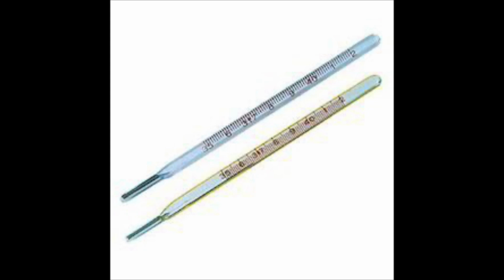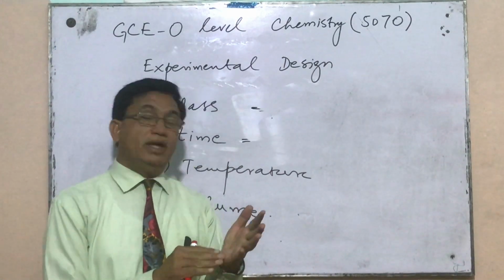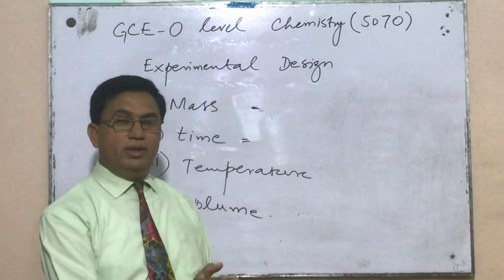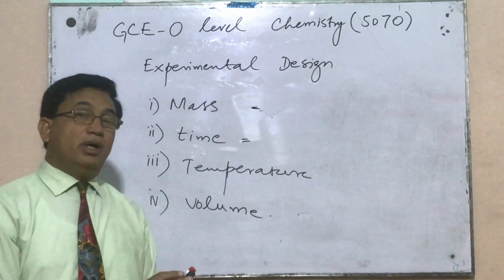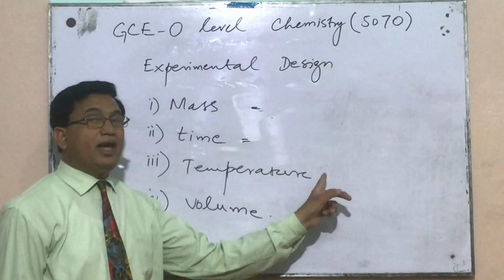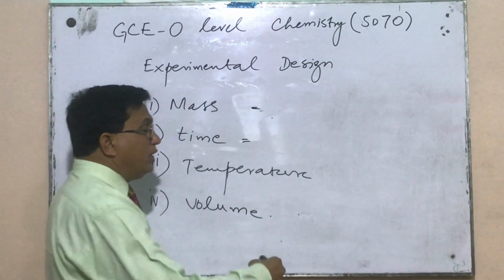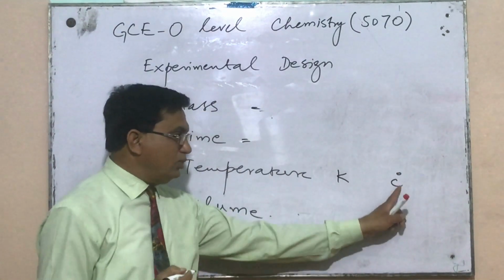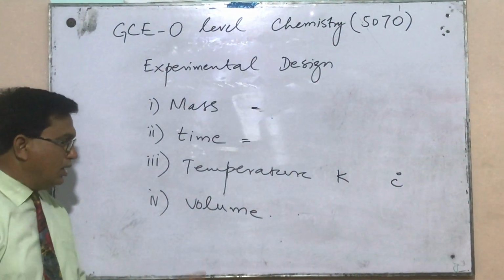Now, as degree centigrade is not directly proportional to so many parameters, that's why we convert degree centigrade into Kelvin, which is directly proportional to the behavior of gases. That's why we consider Kelvin the most important and accurate unit instead of degree centigrade. That's why we use Kelvin, not degree centigrade, in our calculations. Next is volume.